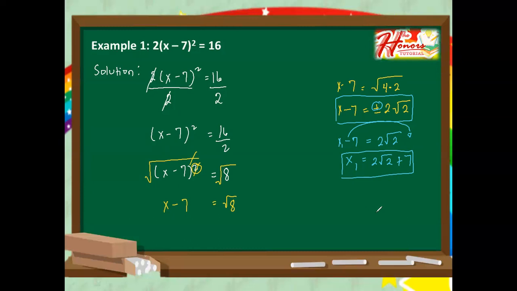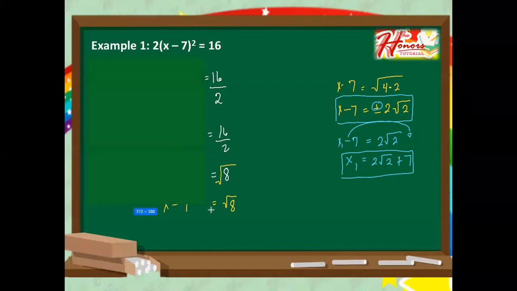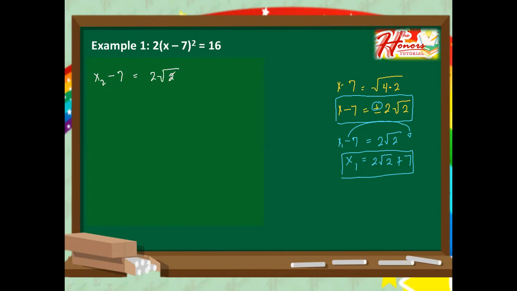Next, let us solve for x sub 2. Let me just erase the left side of the solution, for us to be able to solve for x sub 2. Now, for x sub 2, let me write x sub 2 minus 7 equals 2 square root of 2. Since we are done with the positive number here, now we are going to get the negative sign. So, minus 2. So, we have x sub 2 minus 7 equals negative 2 square root of 2.